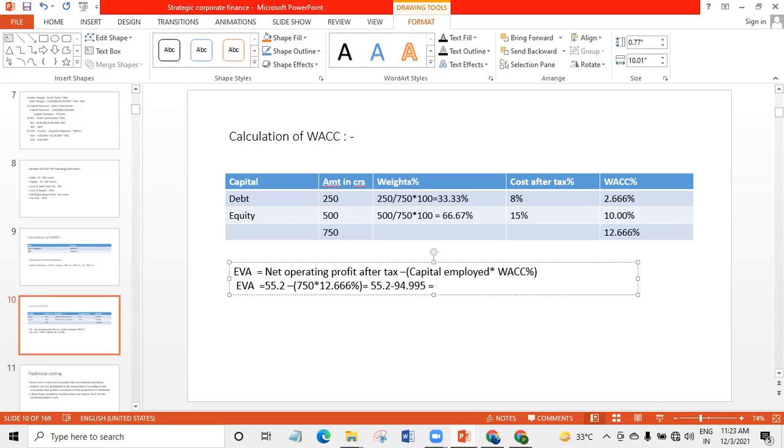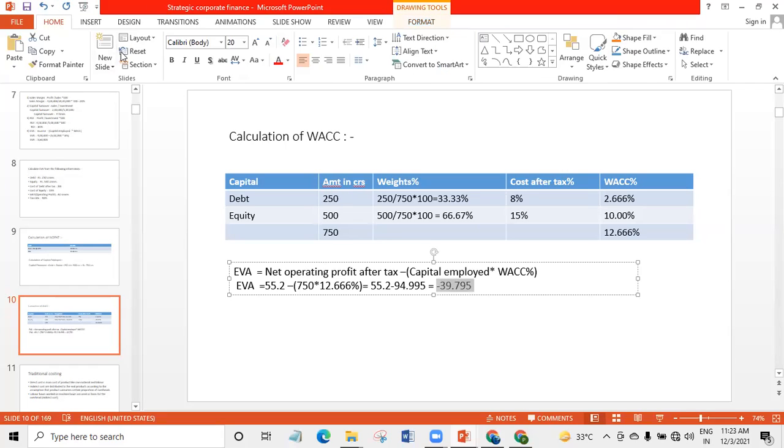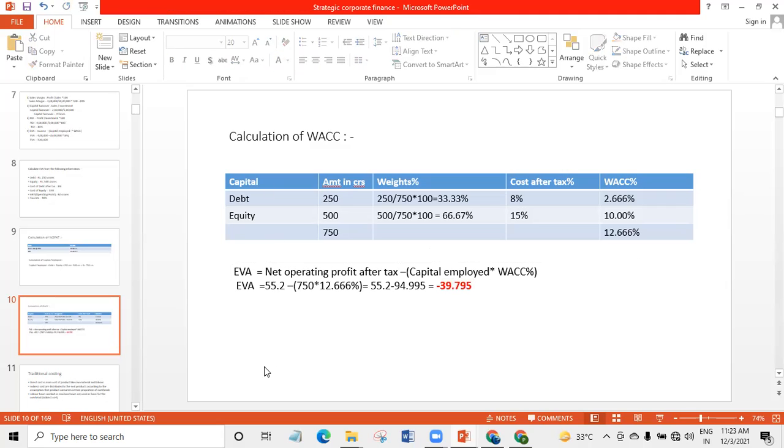Negative answer is coming: -39.795. That means the past earnings of the company are not good. The company is not earning in the past. The performance of the company is not good. Negative answer. Is it clear to all of you? When EVA is negative, the company is not performing well, and this is not a good company for investment purposes. Shareholders will not buy this stock after looking at negative EVA.